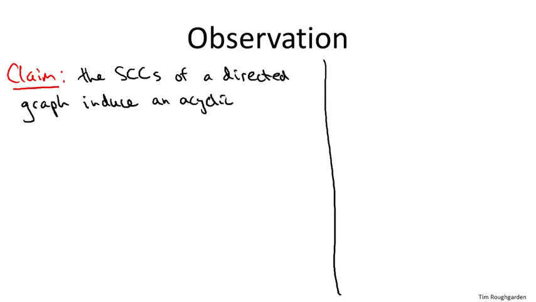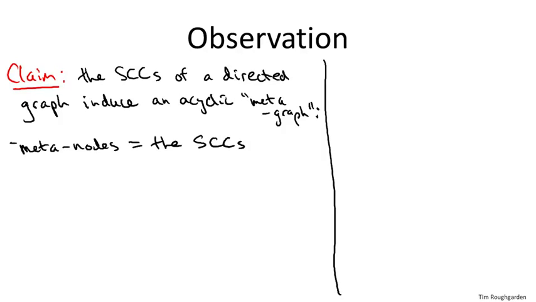So what is this metagraph? What are the nodes and what are the arcs? What are the edges? Well, the metanodes are just the SCCs. So we think of every strongly connected component as being a single node in this metagraph. Call them, say, C1 up to CK. So what are the arcs in this metagraph? Well, they're basically just the ones corresponding to the arcs between SCCs in the original graph.